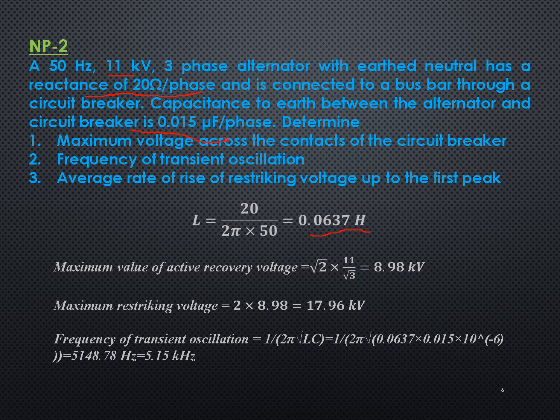Now we have to find the frequency of transient oscillations, and it is a common equation. Frequency of transient oscillation equals 1 by 2 pi root LC. We already know C, and from the previous step we know L. If you substitute the inductance and capacitance in this expression, we get the frequency of transient oscillation as 5.15 kilohertz. So this is the second finding, the frequency of transient oscillation.